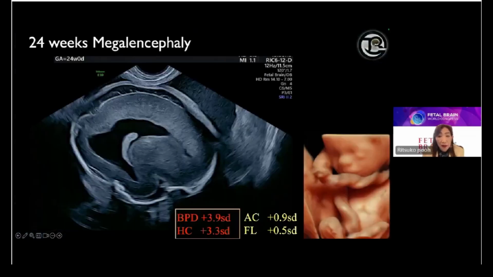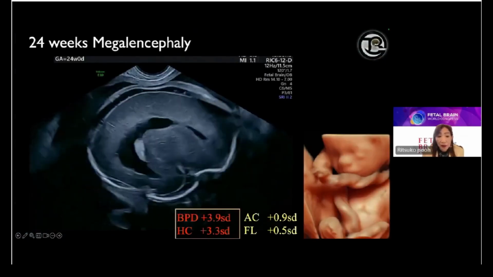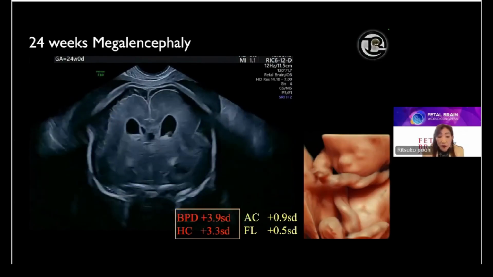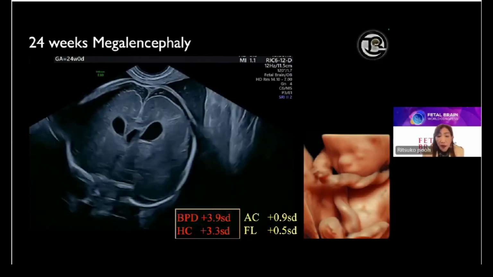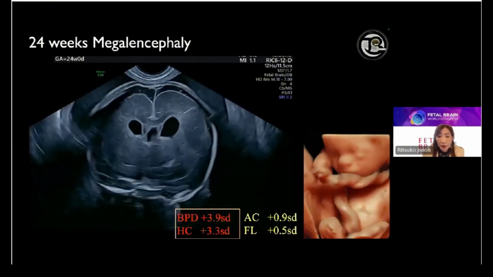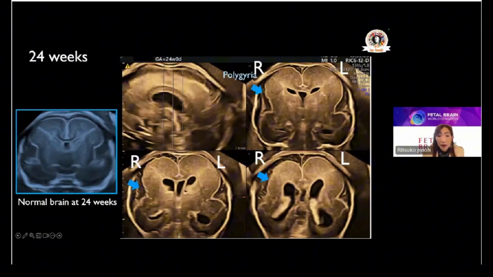Now, the next case, megalencephaly, BPD 3.9 standard deviations, and SC 3.3. Here you can see the polymicrogyria, also on the Sylvian fissure.